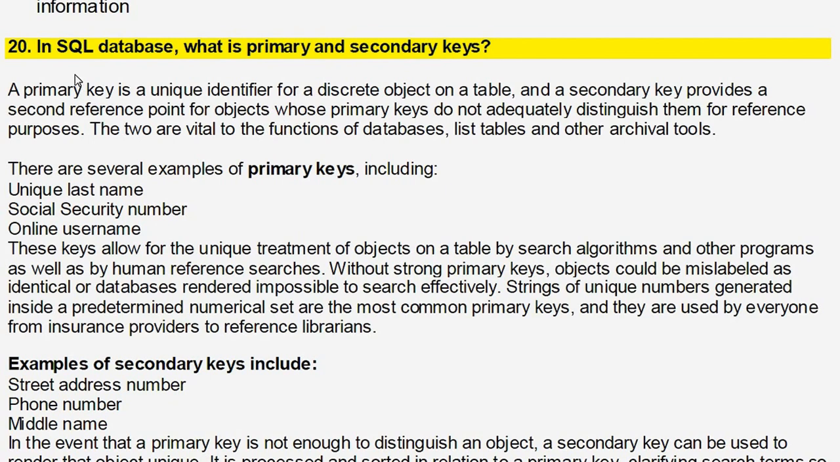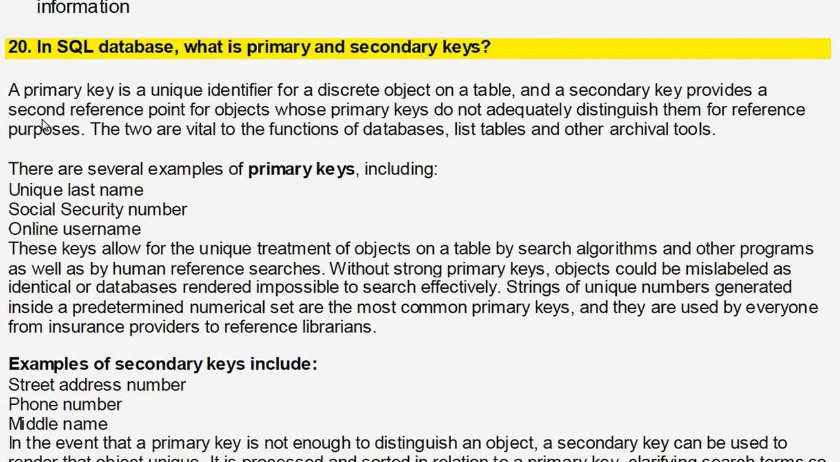SQL is Structured Query Language, whereas an SQL database uses a relational structure to create databases in the form of a collection of various tables and records. A primary key is a unique identifier for a discrete object in a table, whereas a secondary key provides a second reference to this primary key if a primary key is inadequate to distinguish them for reference purposes.